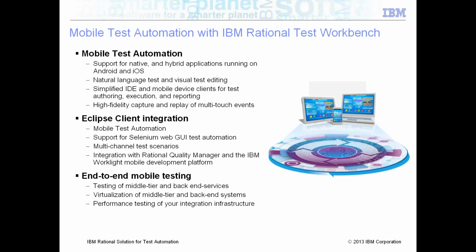Okay, what do we provide from a mobile testing perspective from RTW, or from Rational? As I said, this is the first version of the mobile testing capability that we delivered in June this year, and we started with supporting both Android and iOS. That means you can test an application that is running on Android as well as on iOS. We provide very natural language kind of steps or tests, and that is very easy to understand.